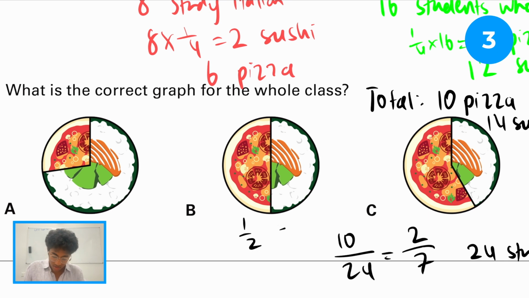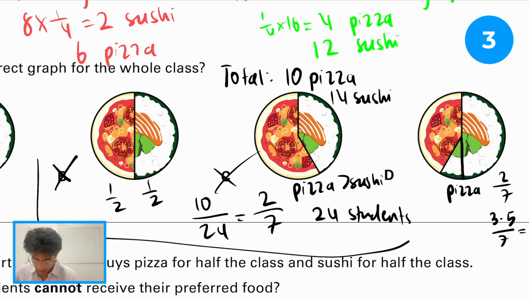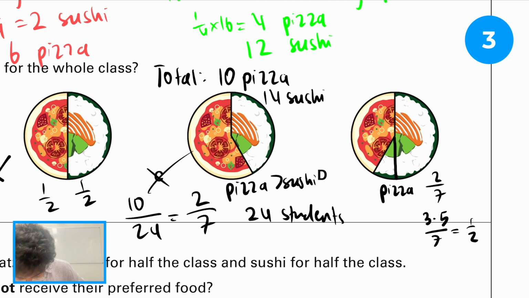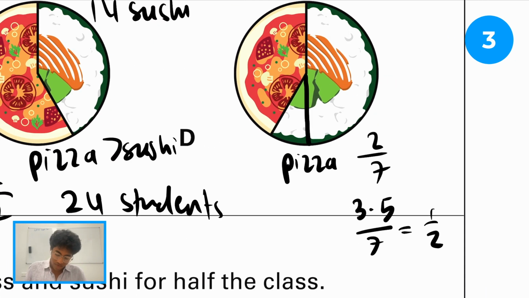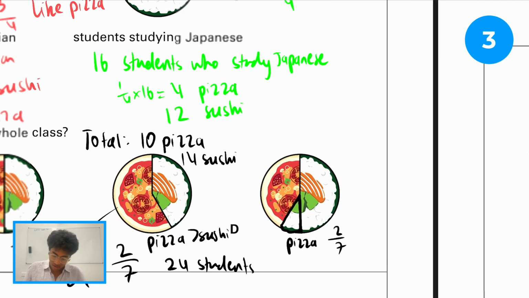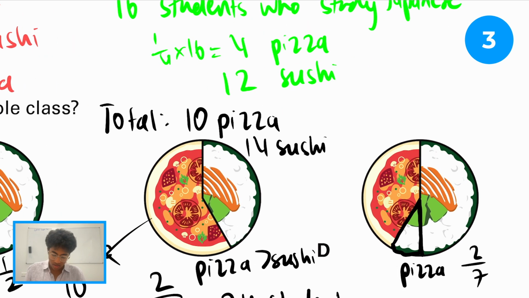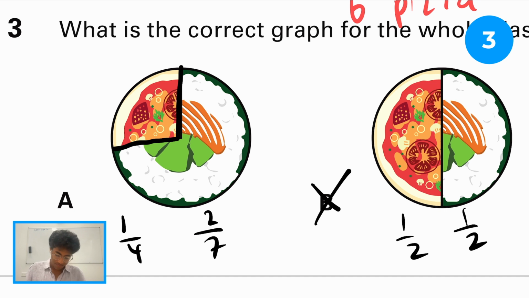If we look at it, we can see that in this one, pizza is half, Japanese sushi is half, which means it can't be option B. In this one, there are more people who like pizza than sushi, so it can't be this. So in this one, the pizza is 2/7, right? That's far away from being a half. See how close the pizza is to being 1/2 of the pie chart? It just needs this little area, right? But pizza is 2/7 of the class, which means we can eliminate this answer. So all that's left through our process of elimination is option A.